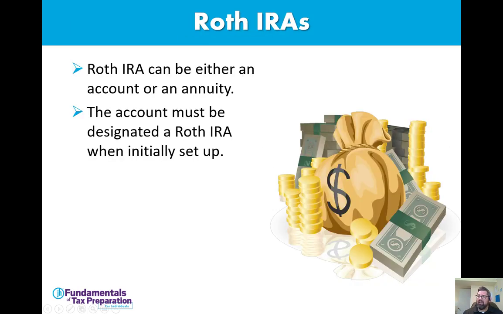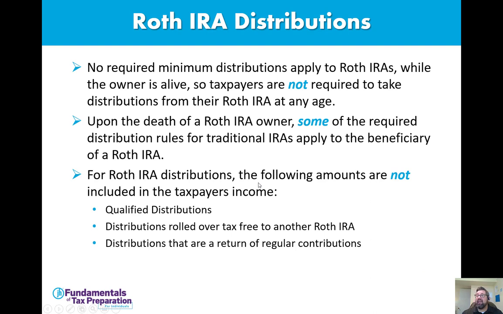So Roth IRAs. These are the ones that you pay the tax up front, and then you don't have to pay tax on it when you take the money out, as long as you hit 59 and a half. That's retirement age for a Roth IRA. Okay. Roth IRAs do not require any minimum distributions. Those are only traditional IRAs. This is just kind of an overview of IRAs, but nothing of it really has anything to do with filing taxes.